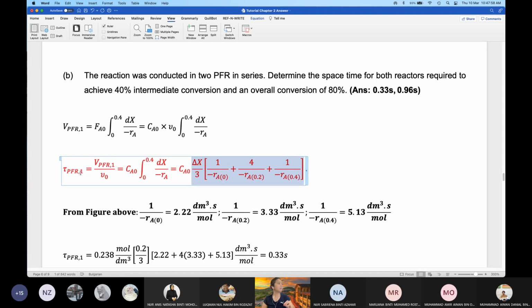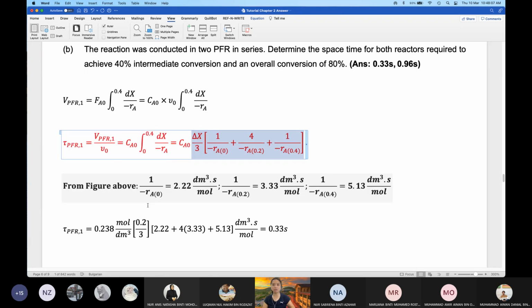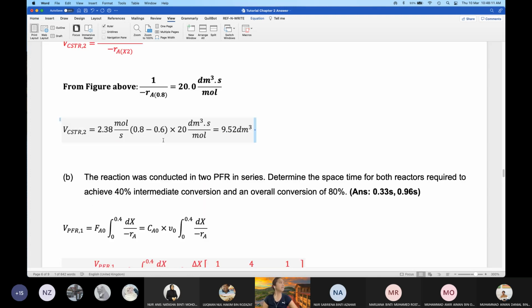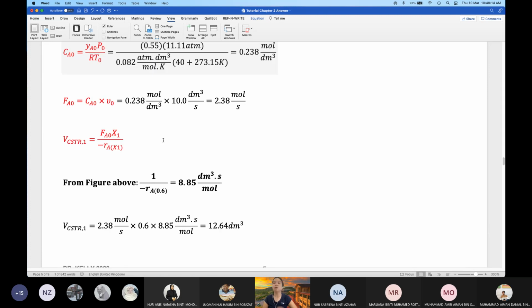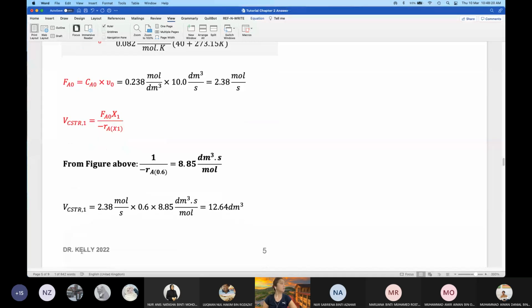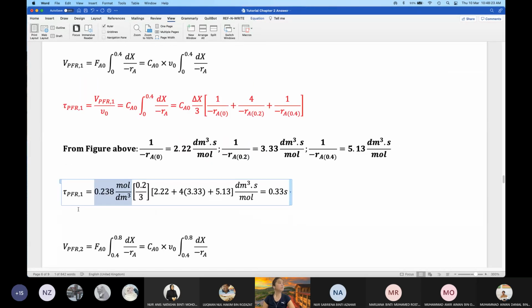So now I can already find directly my space time. Space time sama dengan CA0 ganti dengan Simpson one-third rule. Yang Simpson one-third rule punya pengiraan tu masih sama. Ini first of all, CA0 kita guna yang asal, part A yang tadi kita cari, masih boleh guna sebab tak ada perubahan tekanan, suhu, so on. The CA0 is still the same, 0.238.